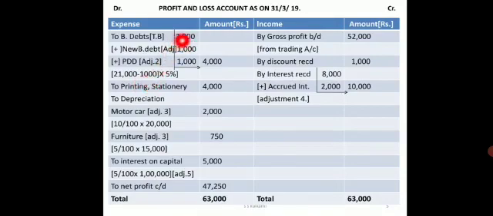Now last year it was already taken. So this 2,000 is not to be reduced. Only the adjustment has to be taken whenever bad debts and provision are given.